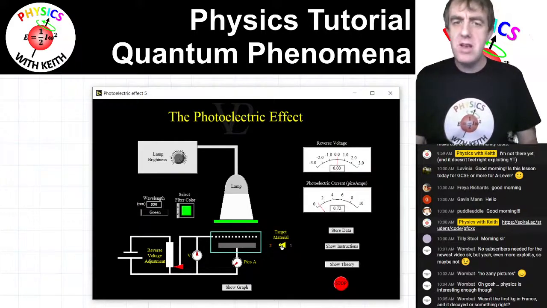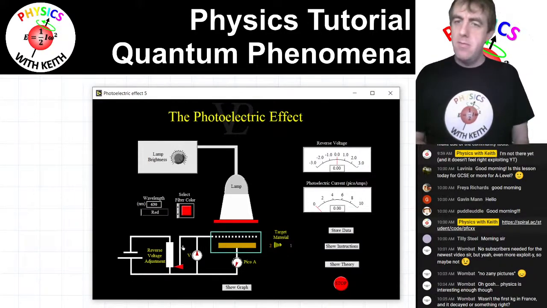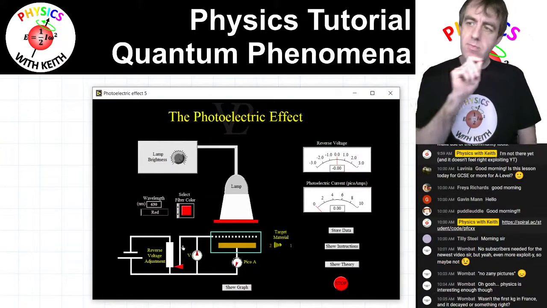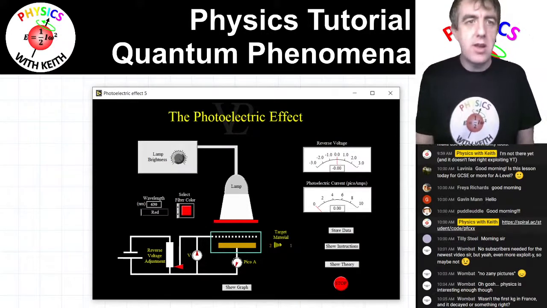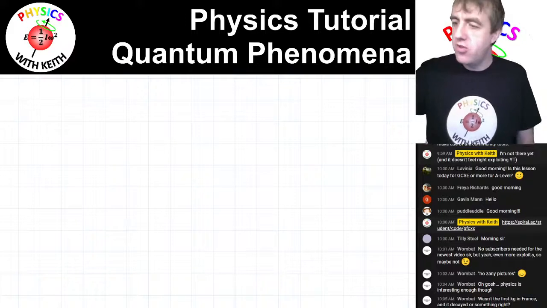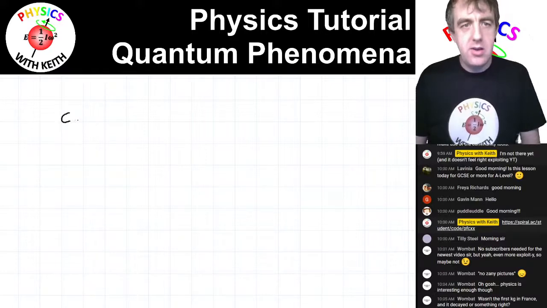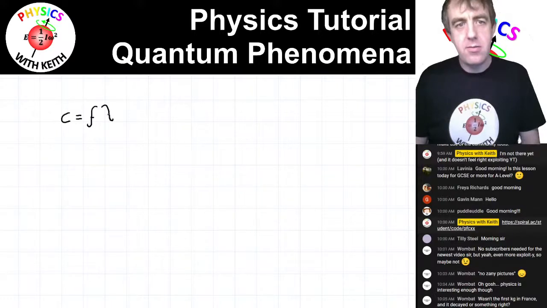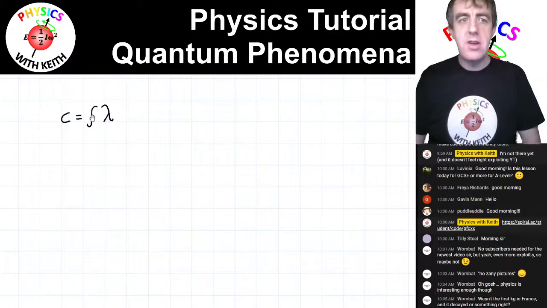So it turns out for different metals, there are different wavelengths of light that allow the photoelectrons to leave the surface. You know from the wave equation that wavelength is inversely proportional to frequency. So I'll write that equation down. If you're a GCSE student, this is one of the equations you are expected to learn. Wave speed is equal to frequency multiplied by wavelength, which means as the wavelength increases, the wave frequency decreases.